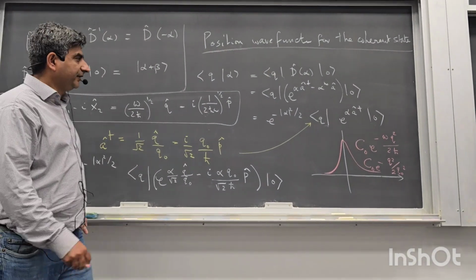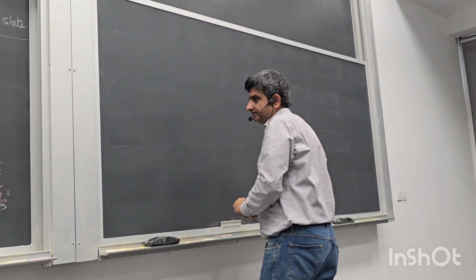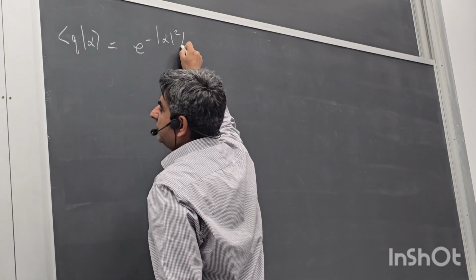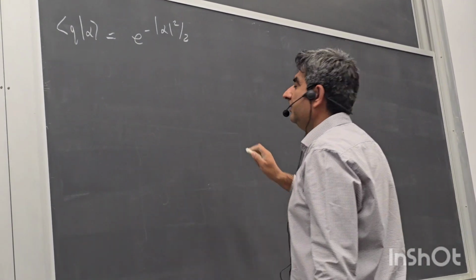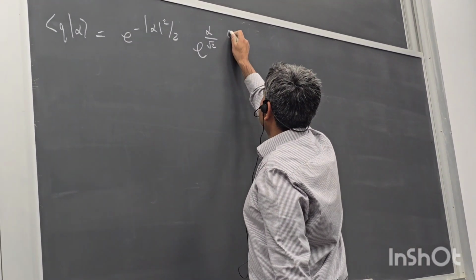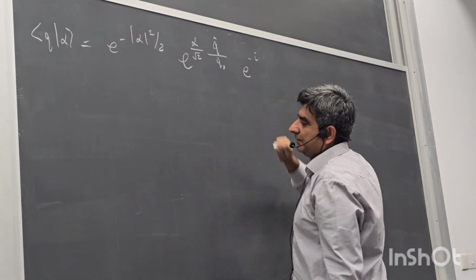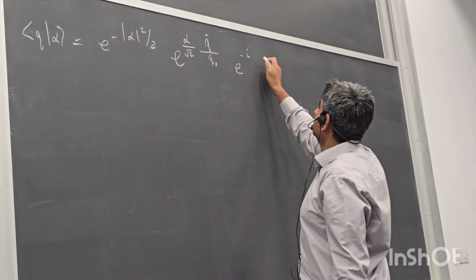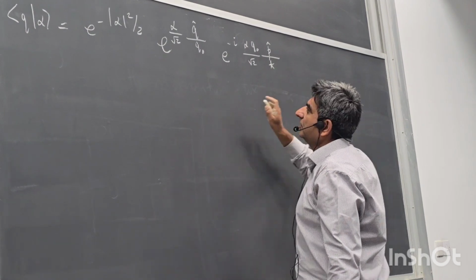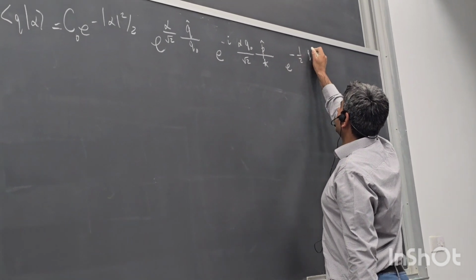So what I could now do, in order to find the ground state wave function, is write the coherent state as e to the minus alpha squared over 2, times e to the alpha over under root 2 q over q naught, times e to the minus i alpha q naught over under root 2 p over h bar, and this acts on some C naught e to the minus half q squared over q naught squared.